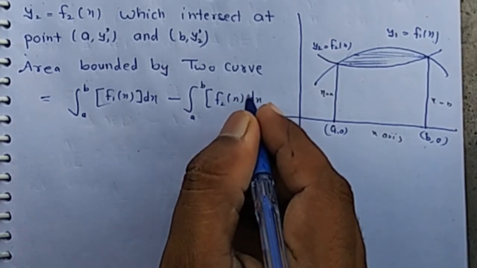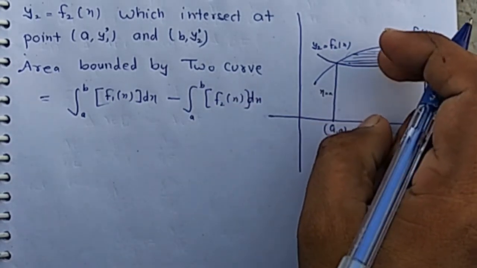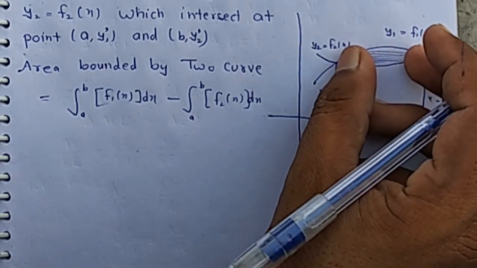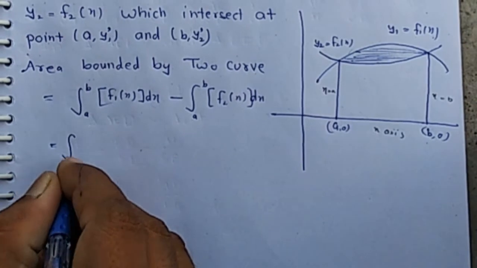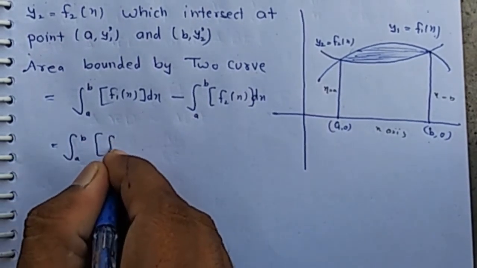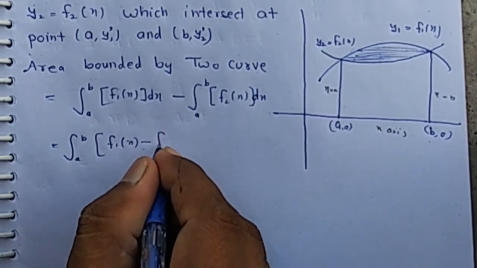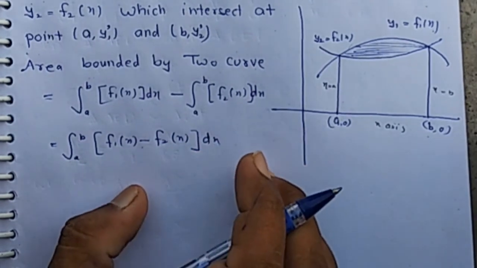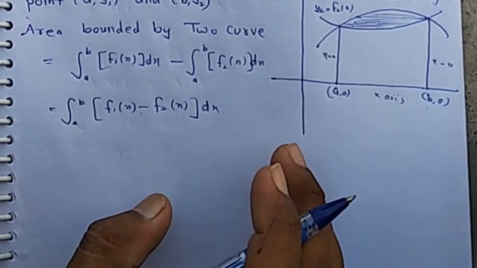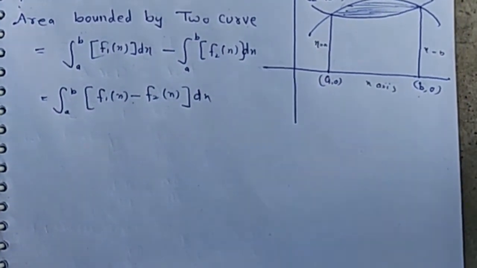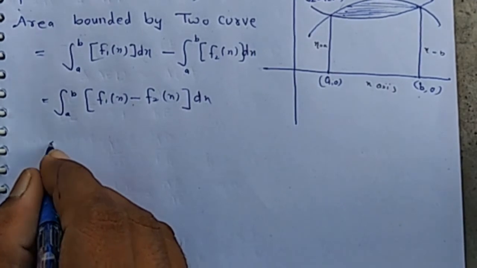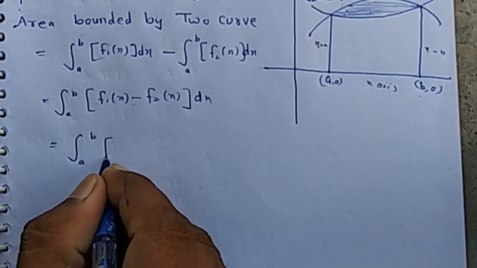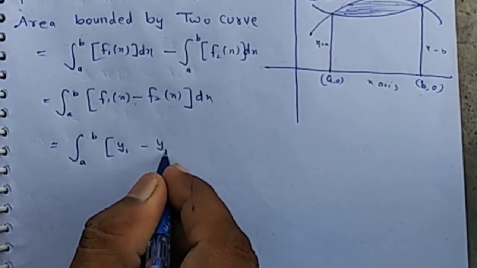It is f2(x) dx. Meaning if we subtract the lower curve from the upper curve, we get the area bounded by both these curves. Then the integral from a to b of f1(x) minus f2(x) dx is the area bounded by two curves, and we can also write this as the integral from a to b of y1 minus y2 dx.